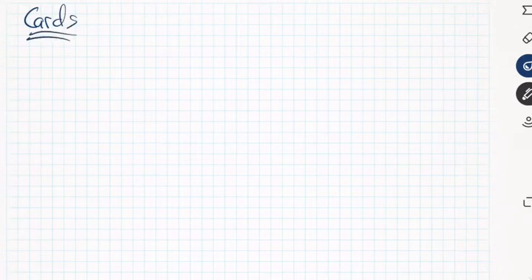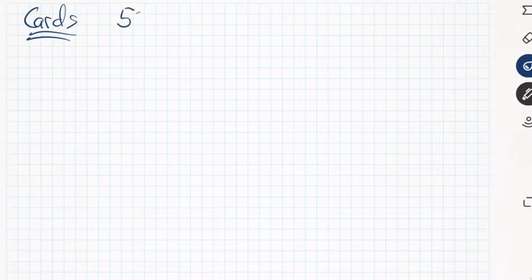The next type of probability I'd like to talk about is cards. And we're talking about a standard deck of cards, not Pinochle cards, which have basically all face cards in it. So when we talk about cards, it breaks down into a few things.